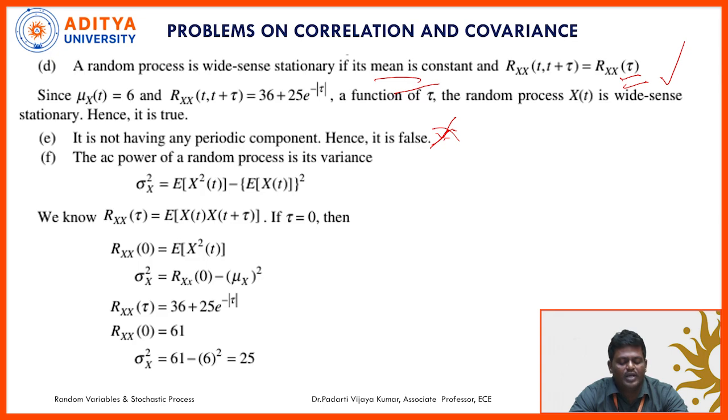Next, we need to compute the AC power of the random process. AC power is also termed as variance. To compute the variance, we already computed the mean square value, and we know the mean value. Variance is equal to mean square value minus mean whole square. Mean square value is 61, mean is 6. 61 minus 6 square is 25 watts. This is the AC power of the random process.